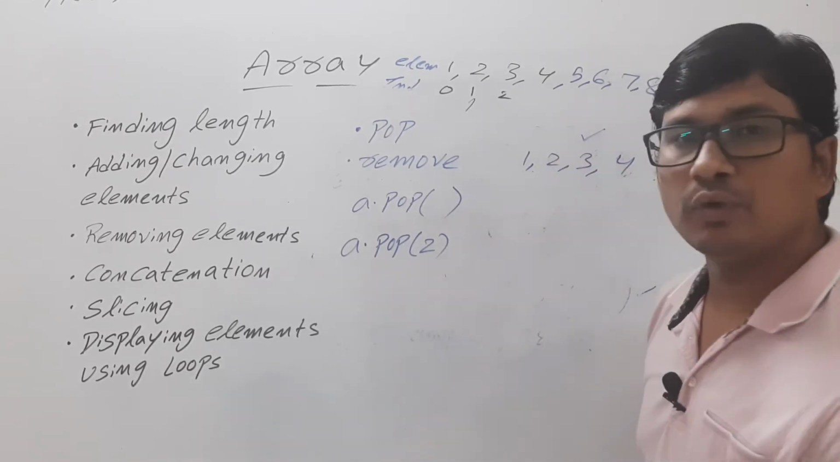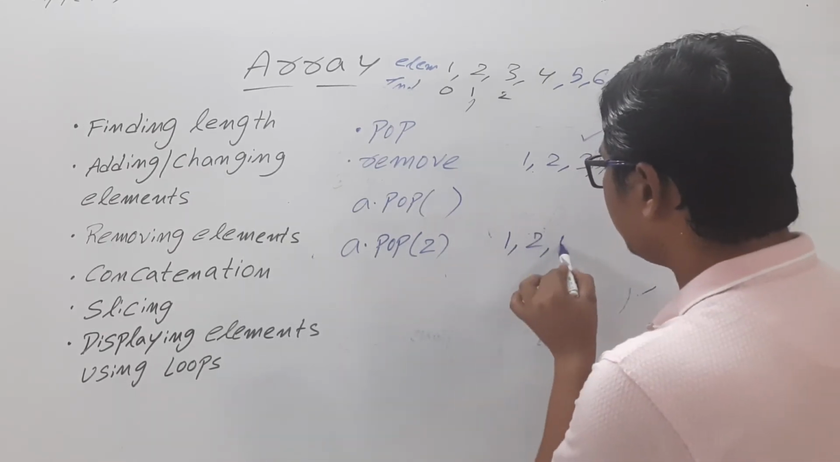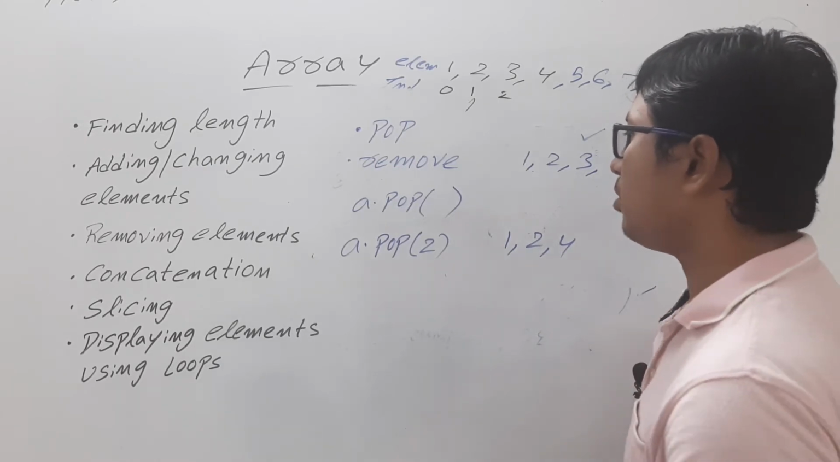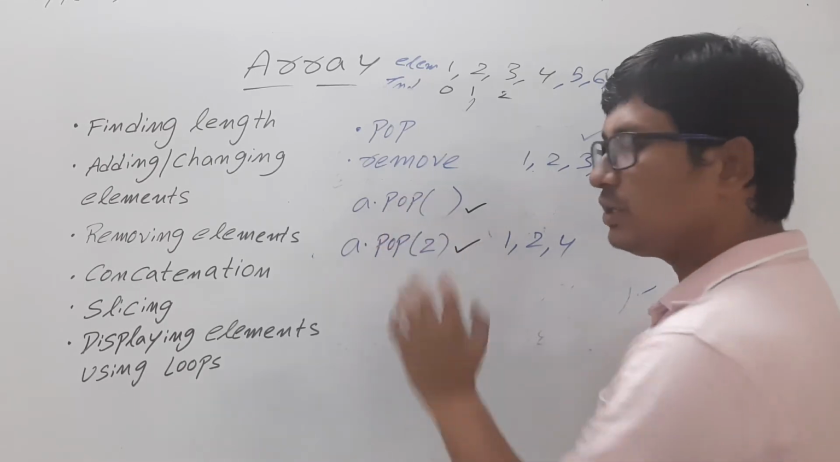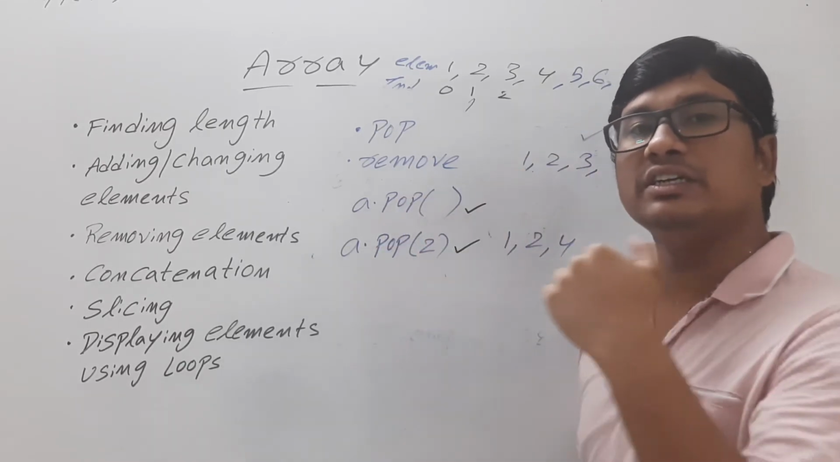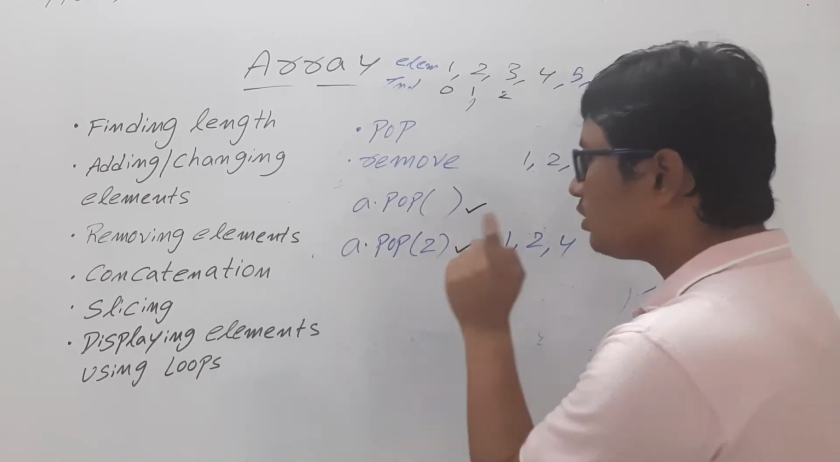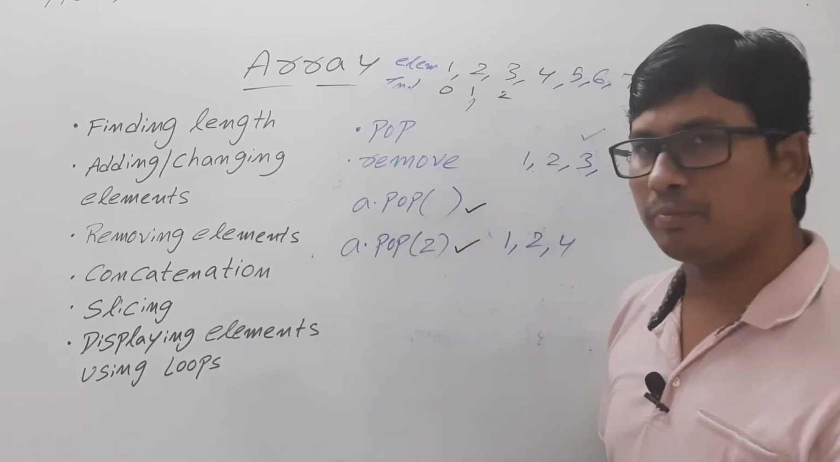3 is there. That value will be removed, and then 1 2 4 only will be there. Are you able to understand? So you can use the pop operation in two ways. One is that without giving any index, the element at the last index will be removed, and it will return that value. If you want to provide a particular index, you can do it. So this is about the pop.